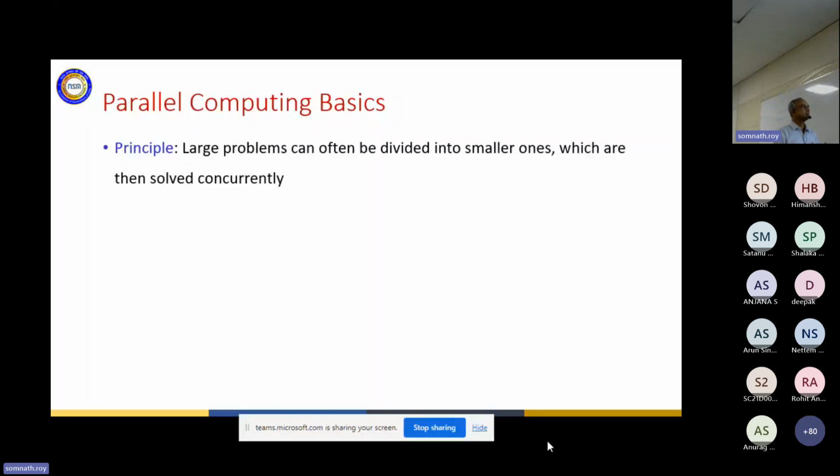You have to have a mechanism or identification of small tasks which are very much independent. I mean, they need not be completely independent, but mostly independent. There can be interaction between them, but there should be some portions which are independent of each other.